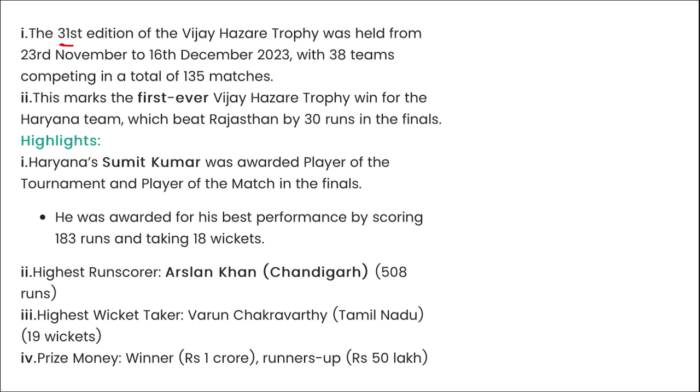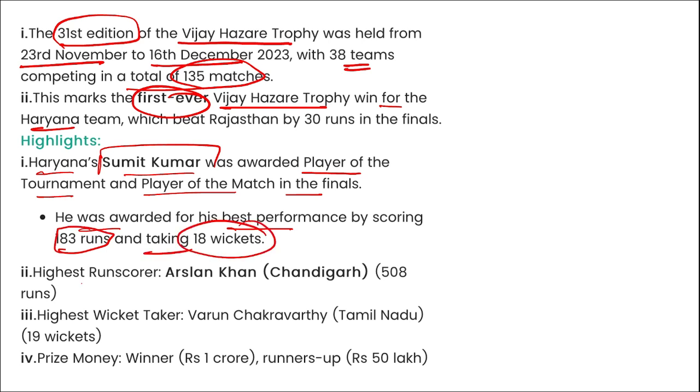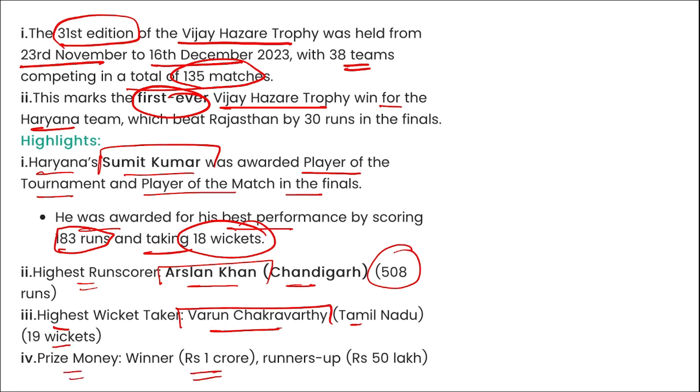Here you can see this was the 31st edition of the Vijay Hazare Trophy. It was held from 23rd of November to 16th of December with 38 teams competing in a total of 135 matches, and this was the first ever Vijay Hazare Trophy win for the Haryana team. Then Haryana's Sumit Kumar was awarded the player of the tournament and player of the match in the final. He was awarded for his best performance by scoring 183 runs and taking 18 wickets. Highest run scorer was Arslan Khan from Chandigarh, 508 runs. Highest wicket taker Varun Chakravarti from Tamil Nadu, 19 wickets. And prize money here was 1 crore rupees for winner and 50 lakh rupees for the runner-up.